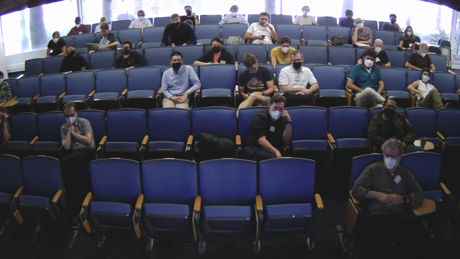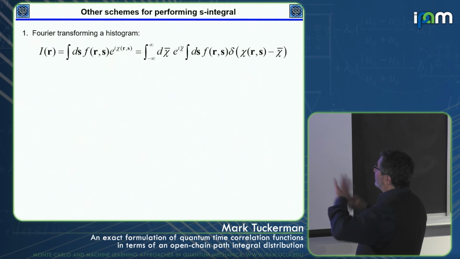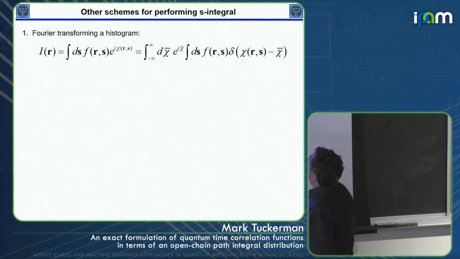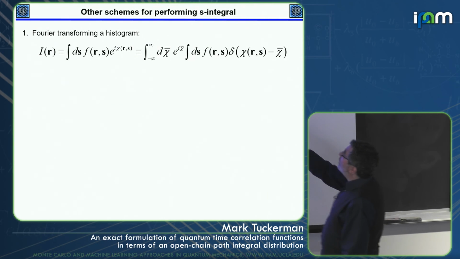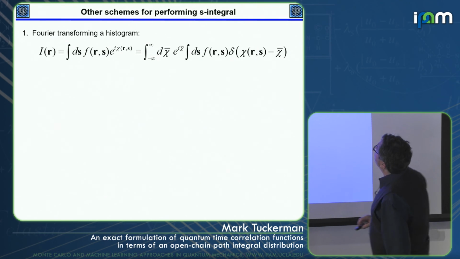Okay, all right. Other schemes. So if you want to do better, something that's maybe more exact than a second order expansion, you can imagine doing this. Right? So you can imagine you have to do this integral to get R. This is the integral over the difference variables.